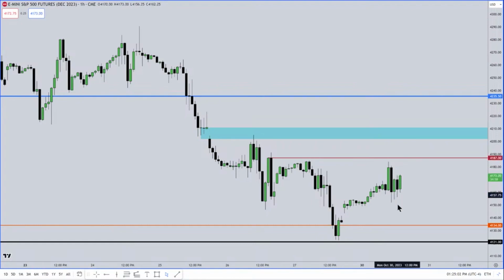If they do trade through that, then I would want to see, does it want to stay above that and not quickly reject? Because as long as it doesn't quickly reject, we would anticipate trading up into that area here, which is the inefficiency that we've seen on the daily and the 4-hour.